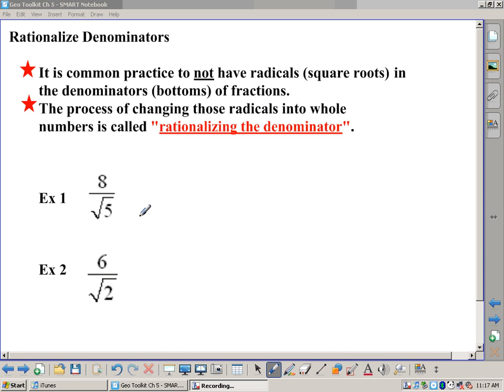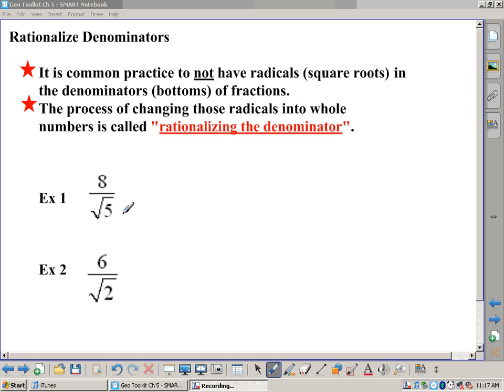And so if we want to remove those square roots, that process of changing those radicals into whole numbers is called rationalizing the denominator, where the denominator becomes a rational number. The square root of 5 is not a rational number. It's what we call an irrational number. Same thing down here. Square root of 2 is what we call an irrational number. So here's the trick. Here's what you do. If this was the square root of 4, we'd be in business because the square root of 4 would be 2. But it's not. It's the square root of 5.